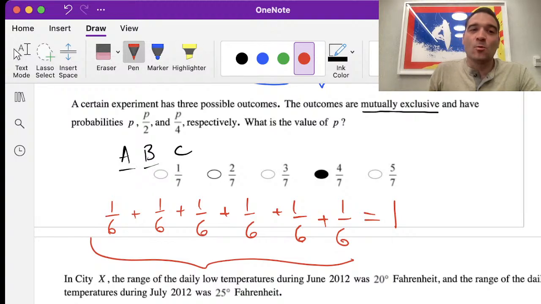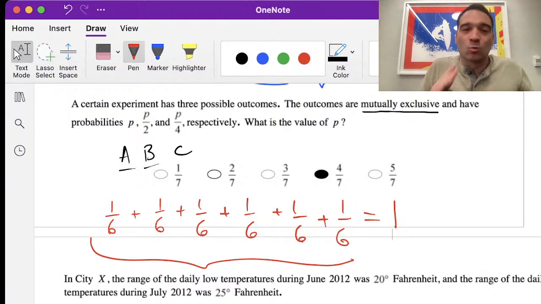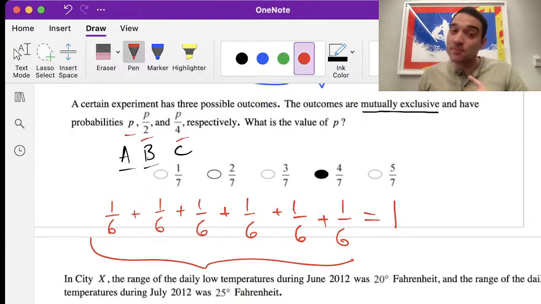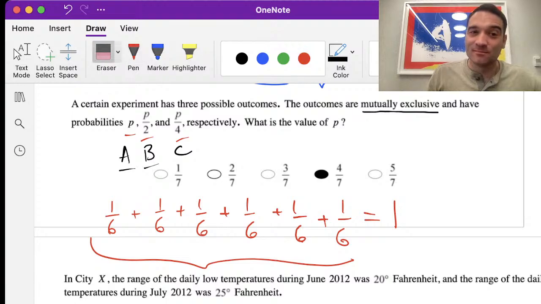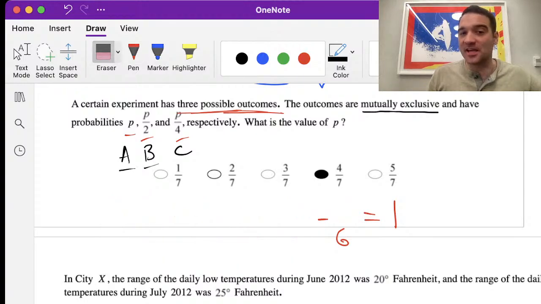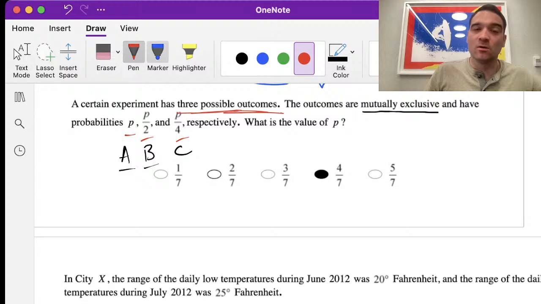And so going back to this problem, I know that's a little bit of a long intro, we have this experiment that has 3 possible outcomes, A, B, and C. There are 3 different probabilities, but they're mutually exclusive. So if I were to add all these probabilities together, they would have to equal 1. There are only 3 possible outcomes. There aren't any other outcomes besides these 3. They're mutually exclusive. Therefore, when I add them all together, they have to equal 1.